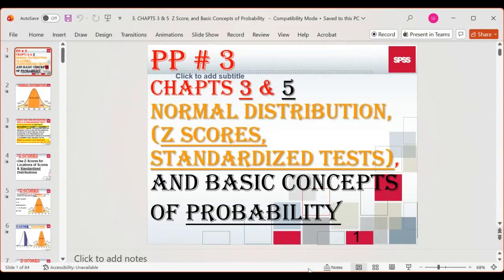Okay, today we're going to cover PowerPoint number three, which covers chapters 3 and 5. Chapter 3 is about the normal distribution and z-scores, and also talks about the z-score as a standardized test, just one standardized test. And then next time, we're going to go over the basic concepts of probability.